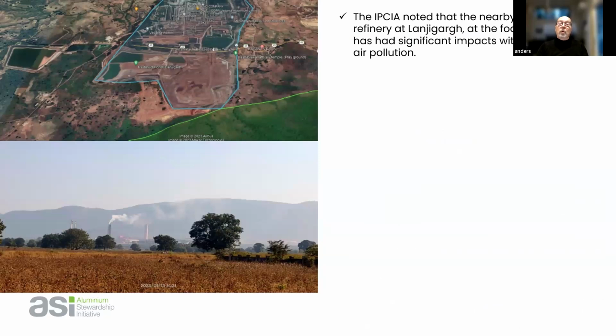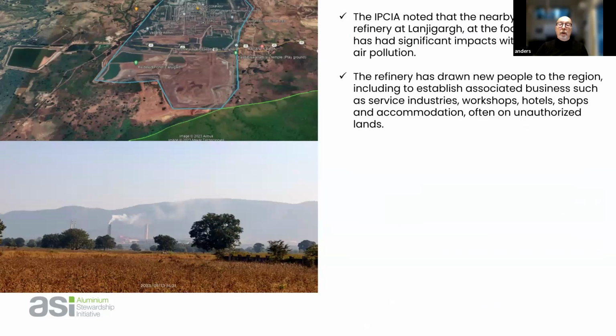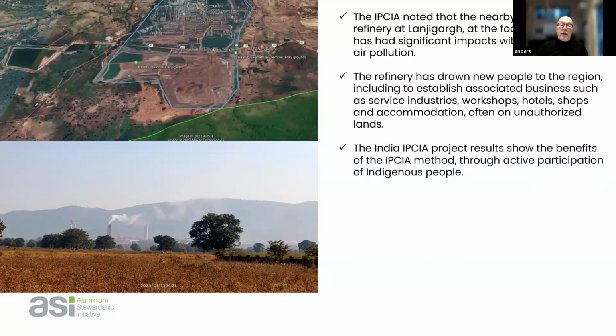The IPCIA also noted that the nearby aluminium refinery at Lanjigarh at the foot of the Nyamgiri has had significant impact with both water and air pollution. The refinery has drawn new people to the region, including to establish associated businesses such as service industries, workshops, hotels, shops, and accommodations, often on unauthorized lands. The India IPCIA project results show the benefits of the IPCIA method through active participation of Indigenous people.